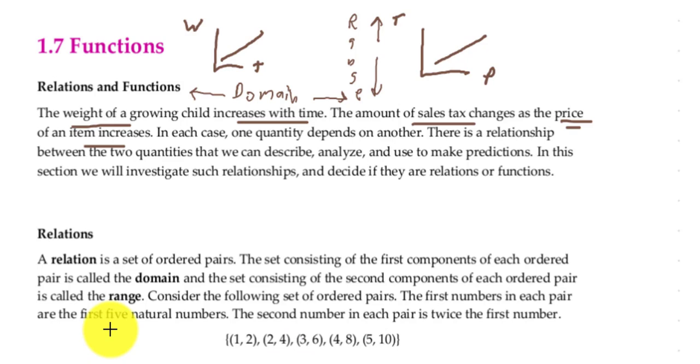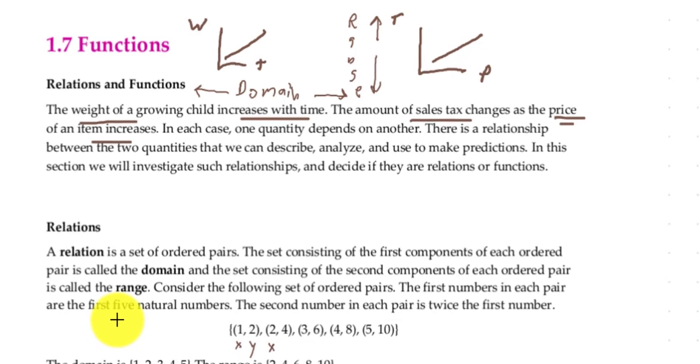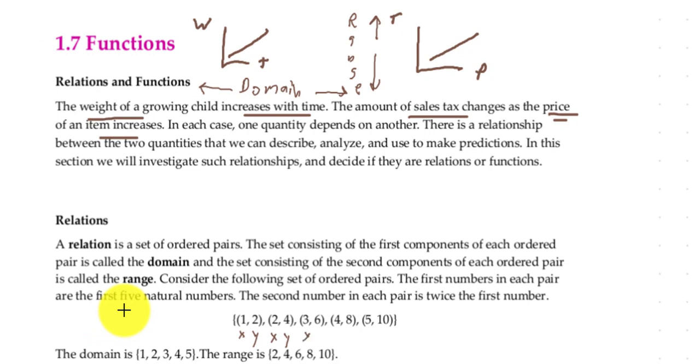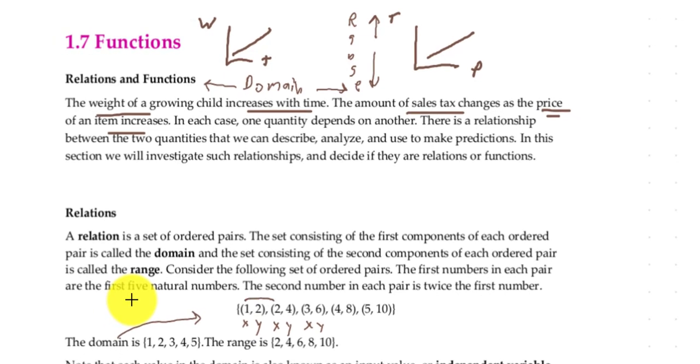So you might think of this as an x and a y. So the domain in this case would be all the x values, the 1, 2, 3, 4, 5. And the range would be the y values, the 10, the 8, the 6, and so on. So it's good to start to understand domain and range.